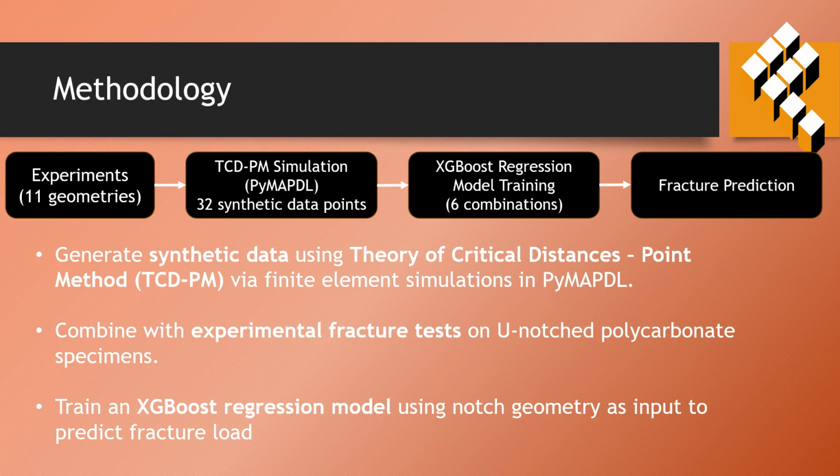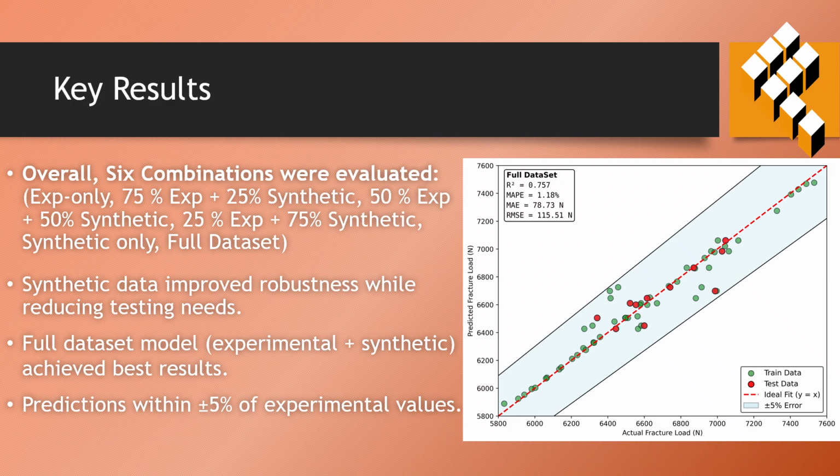Finally, we combined these synthetic data points with experimental data to train an XGBoost regression model aiming to predict fracture loads across various notch geometries. Overall, we had 6 combinations, and those were evaluated and compared for the results as well. The 6 combinations were experimental only, 75% experimental and 25% synthetic, and so on. And also we had a full data set combining all these data points from synthetic and experimental data sets.